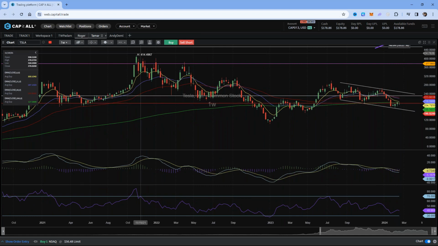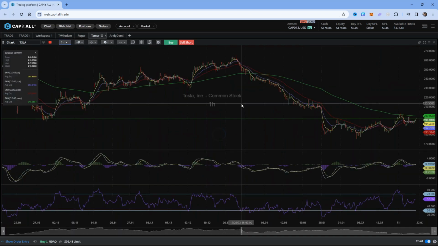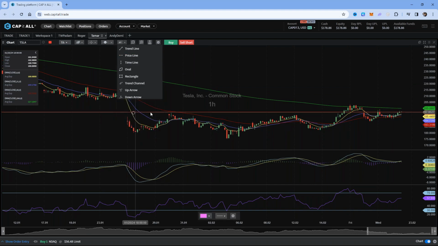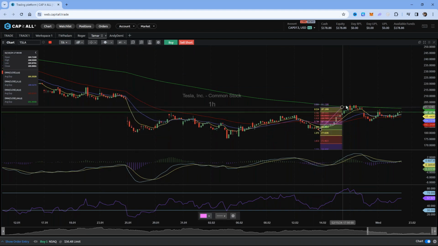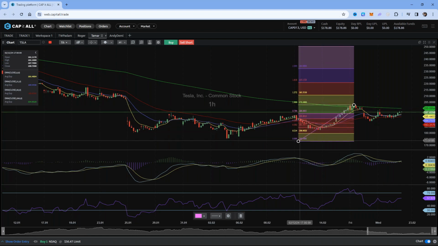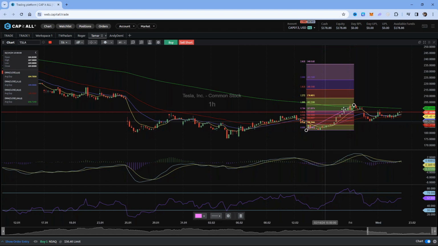Okay. Let's head to the hourly time frame. See if there's anything we can play. I'm going to draw the, whoops, wrong way, pips. A, B, C. There's the 200. Comes in at 223.